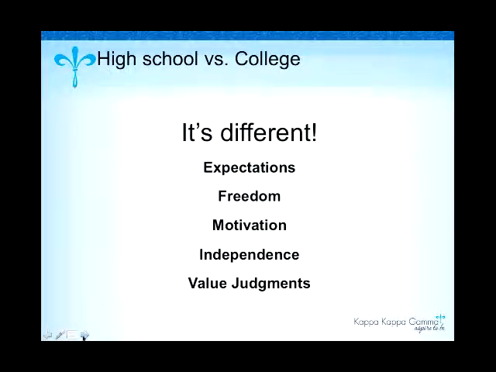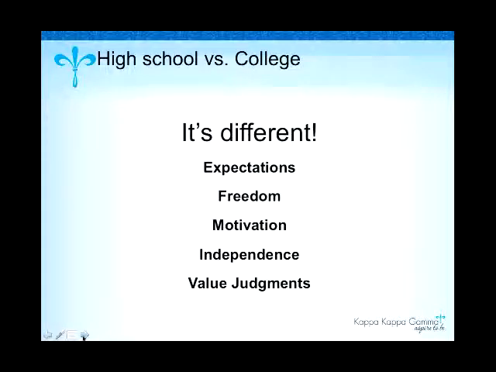So obviously high school and college are different. Many of the students that we work with on college campuses today have been used to the high school environment. So the differences range from expectations and what the expectations are from teachers and parents and other individuals that have supported them along their way.